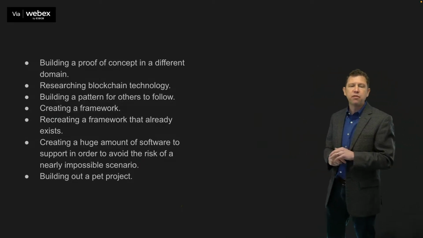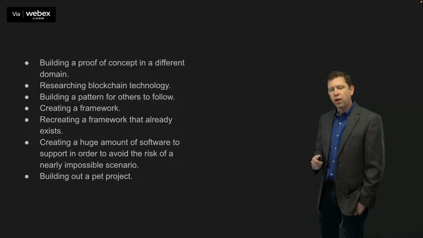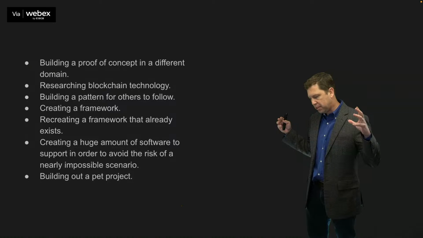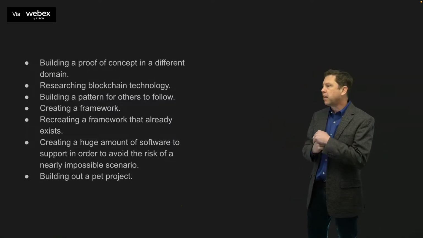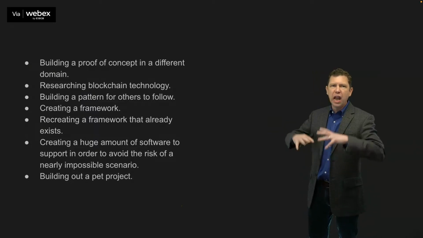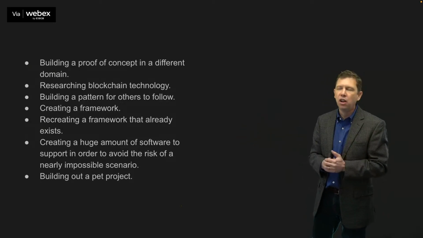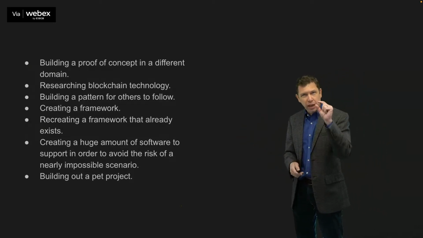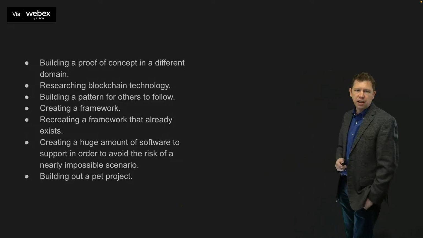Creating a huge amount of software to support in order to avoid the risk of a nearly impossible scenario. So I've seen situations where teams have invested so much time. It's like, we think there's a risk that this particular technology will go away someday. So we're going to build lots and lots of stuff to insulate us from the risk that this technology will go away someday, which is a legitimate risk. It just has a very, very small chance of actually happening. Or building out a pet project.